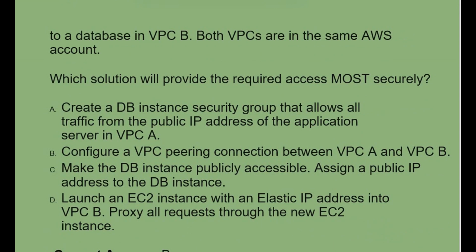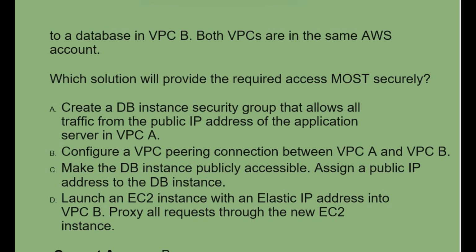Option A, create a DB instance security group that allows all traffic from the public IP address of the application server in VPC-A. Option B, configure a VPC peering connection between VPC-A and VPC-B. Option C, make the DB instance publicly accessible. Assign a public IP address to the DB instance.